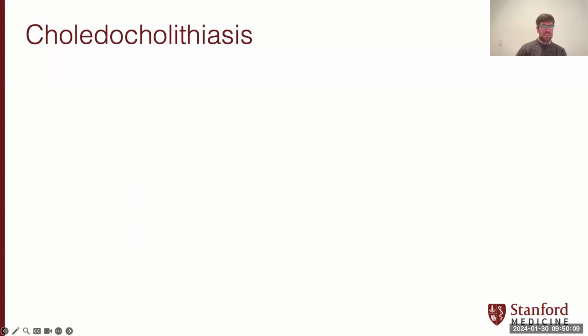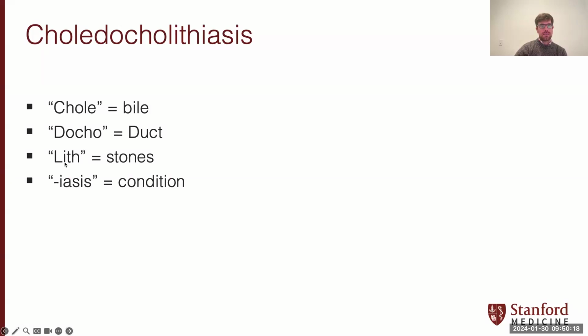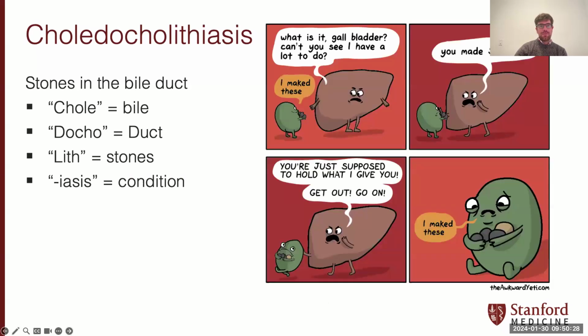Yeah, so this was a lot of stuff all combined into one, right? So chole is bile, docho is duct, lith is stones, iasis is a condition. So this is a condition in which you have stones in the bile duct. The bile duct is the thing that connects the gallbladder up to the liver and then takes the output from the liver and the gallbladder into the intestines.